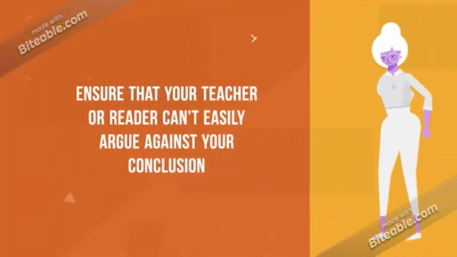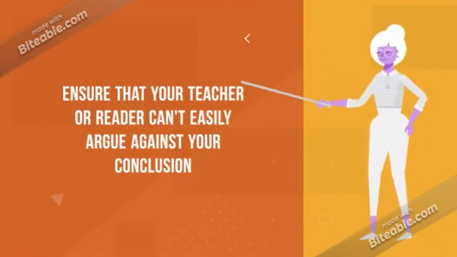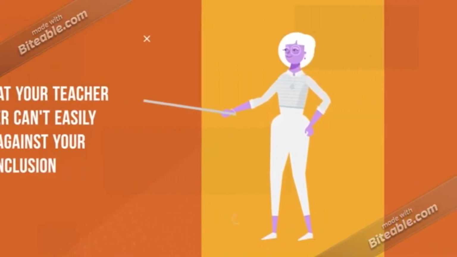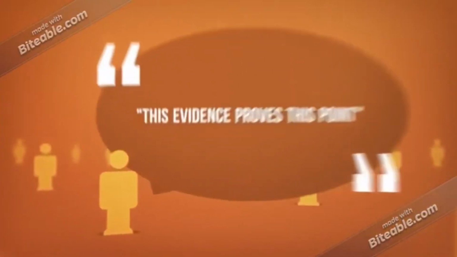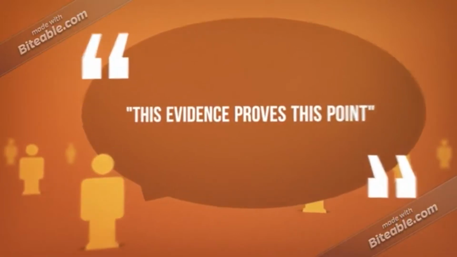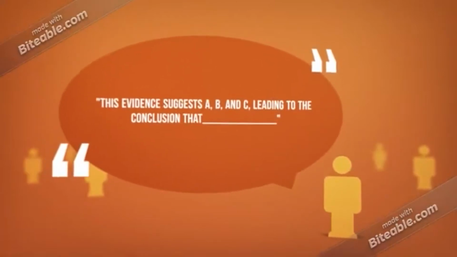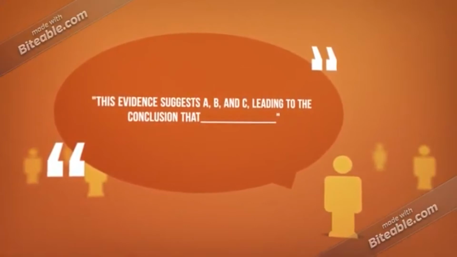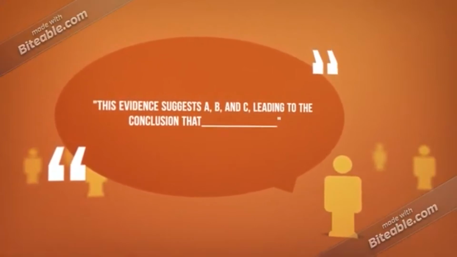So, always keep in mind, if your professor is able to make a strong case against you, it means that you may have a theory and evidence in your essay, but it lacks analysis. If you say, "This evidence proves this point," someone can reply, "Well, it can also prove this point." If you say, "This evidence suggests A, B, and C, leading to the conclusion that blank. This analysis proves this point." Now you've presented a much stronger argument.